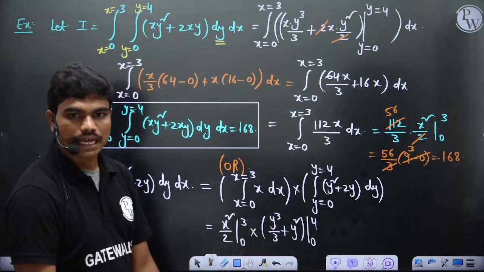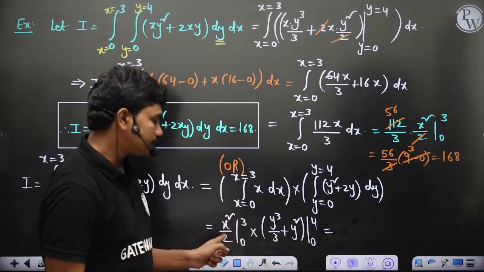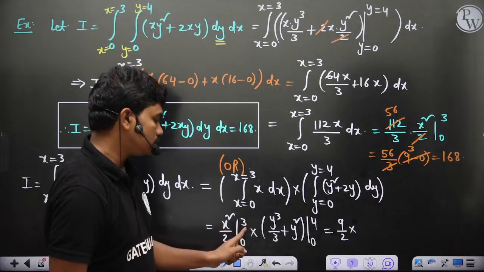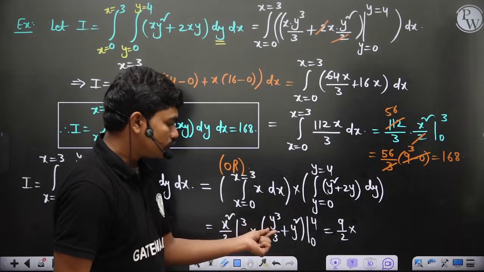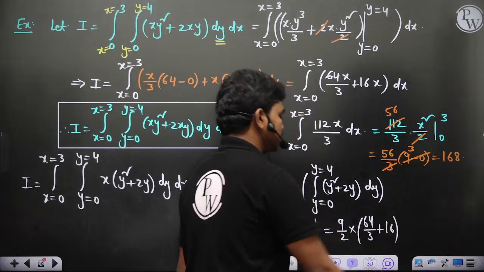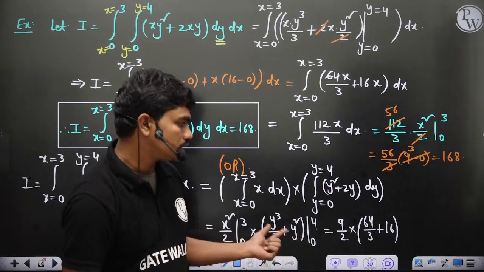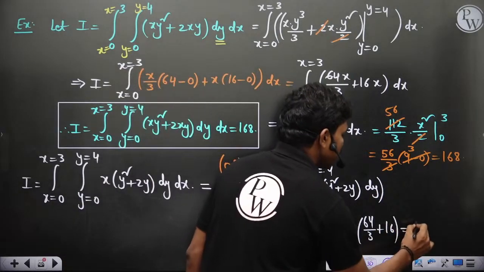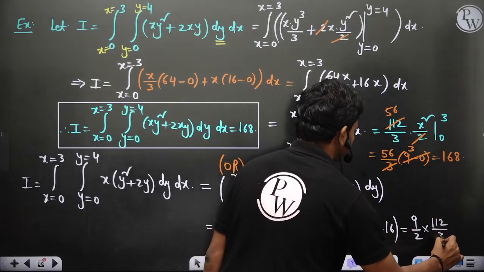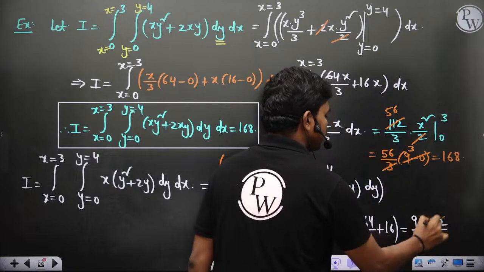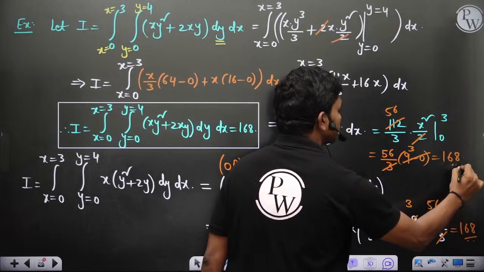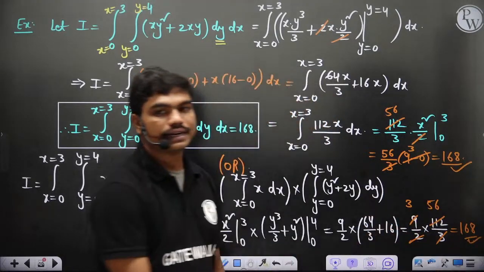Let's substitute and calculate this value. When you put 3 here, it's 9 by 2 minus 0, so it is 9 by 2. Coming here, 64 by 3 plus 16, and when you put 0, both are zeros. If you simplify this, 9 by 2 into, and if you take LCM, 64 plus 48 is 112 by 3, which is 56 by 3, so total 168 actually. So it's also 168. Either technique, you can adopt to solve this integral.